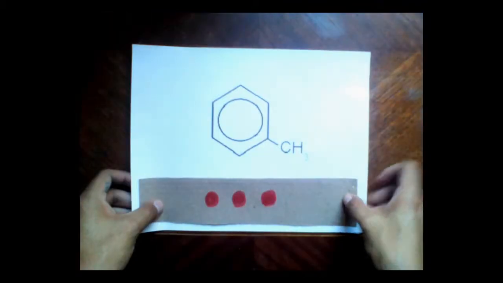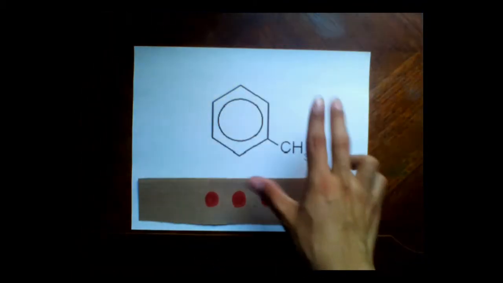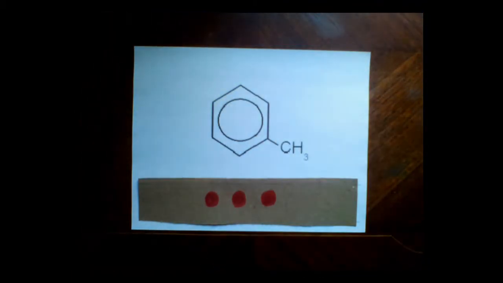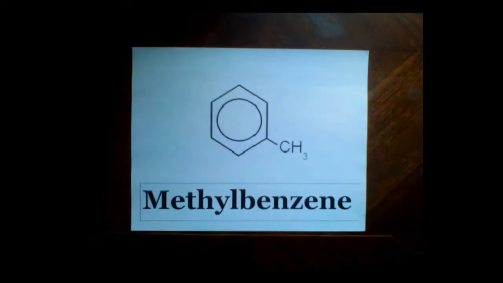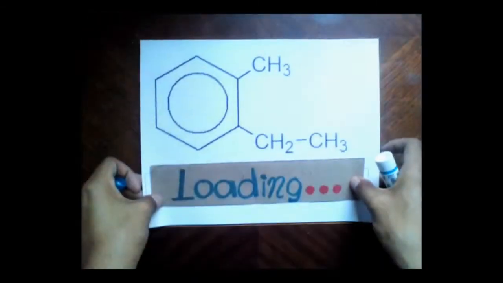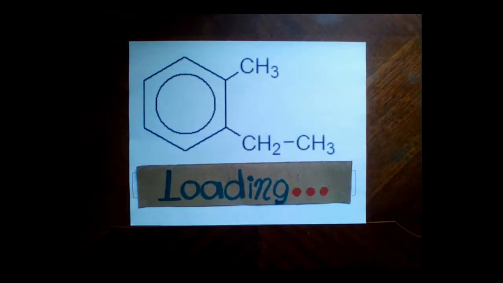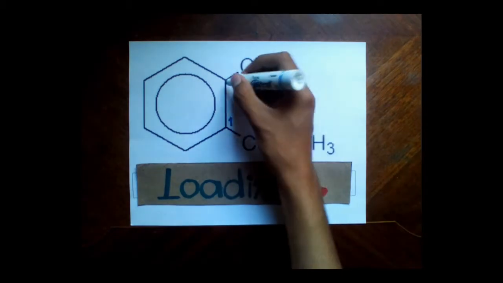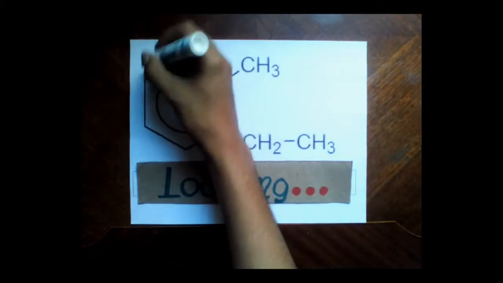When benzene has only one substituent, the ring is not numbered and only the name of the substituent is written, and the word benzene. For example, we have methylbenzene. When there are 2 substituents, the benzene is numbered to give the lowest number to substituents. Then, write the substituents alphabetically.